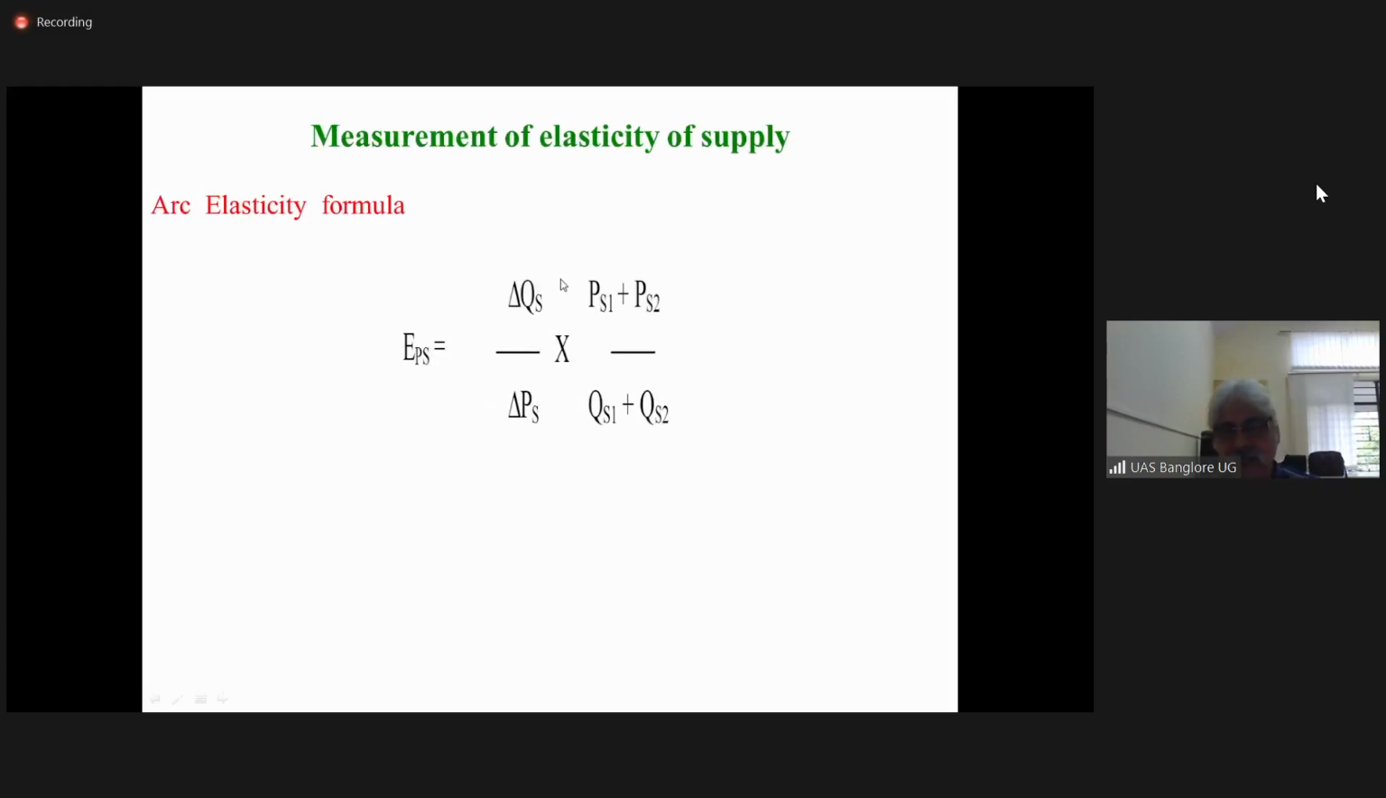It can be written as delta QS. This is the arc elasticity formula to avoid the problem of getting different values when we move between the points. In price elasticity of demand, we had moved from B to D and D to B. Similarly, if you move between the points, there will be the problem of getting different values. So instead, take the average price and the average quantity, PS1 plus PS2 divided by PS1 plus PS2.